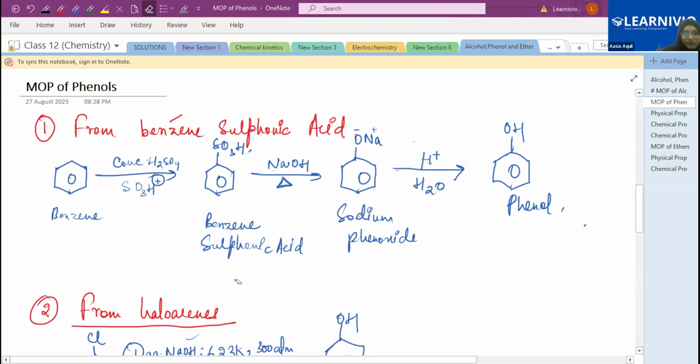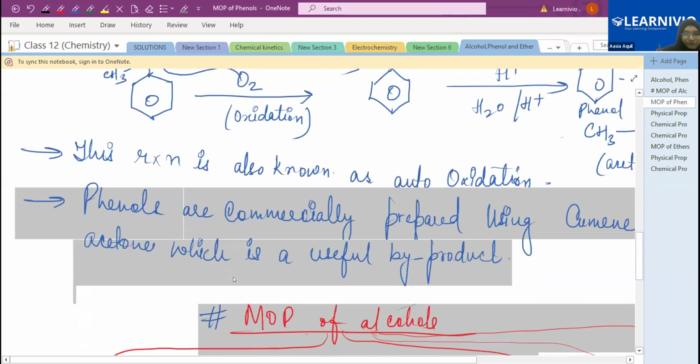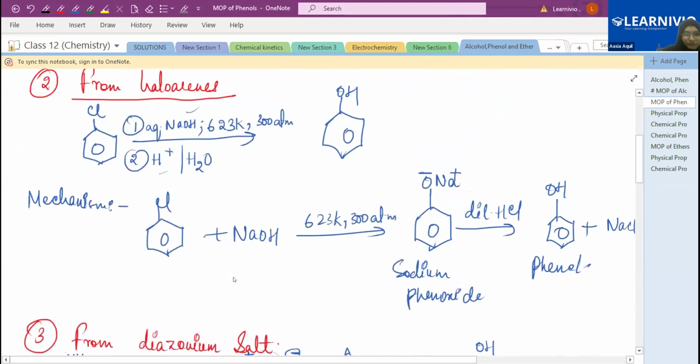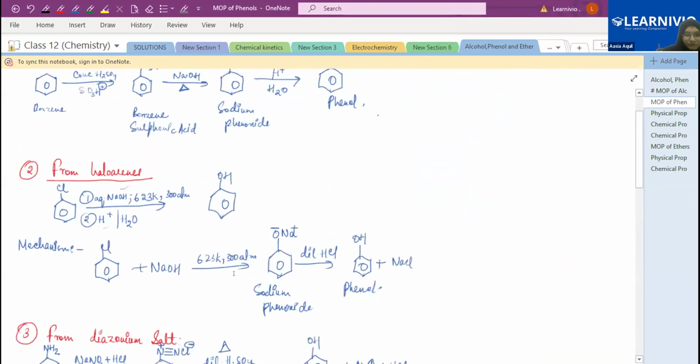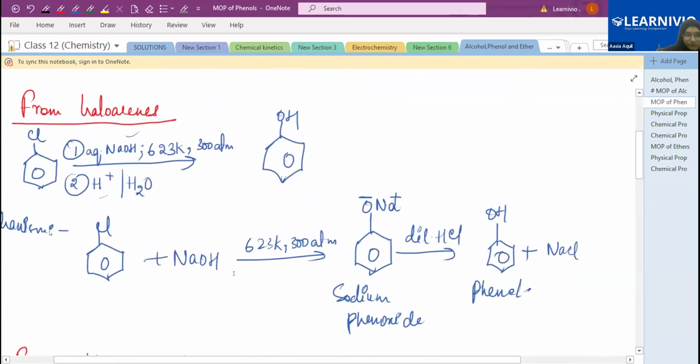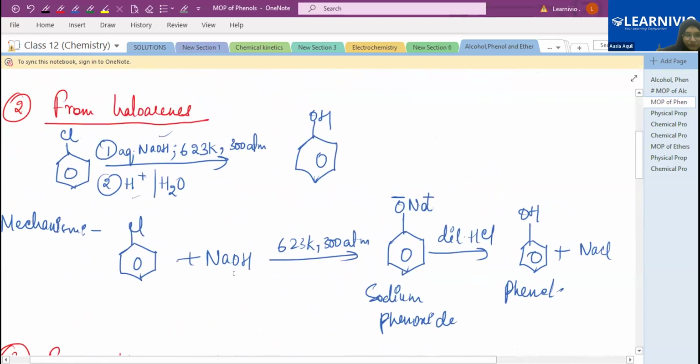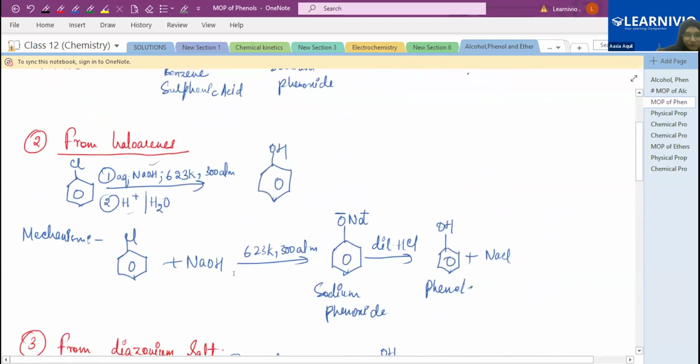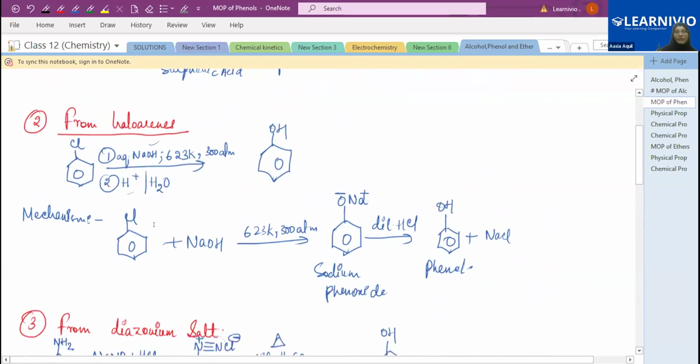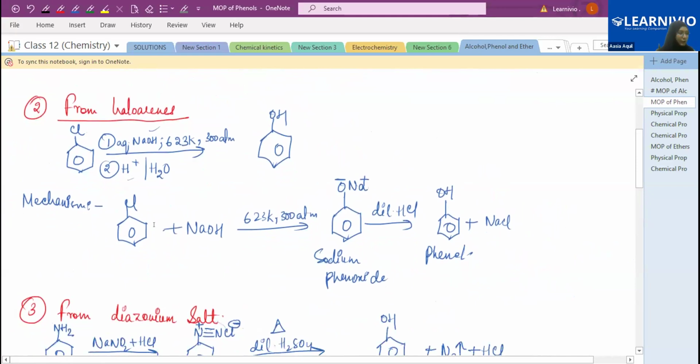Okay, see the next reaction. It's again very easy. From haloarenes, you can prepare the corresponding phenol. Can you please tell me which process this is? Because we have already done this reaction in the haloalkanes and haloarenes chapter. What do we call this reaction?